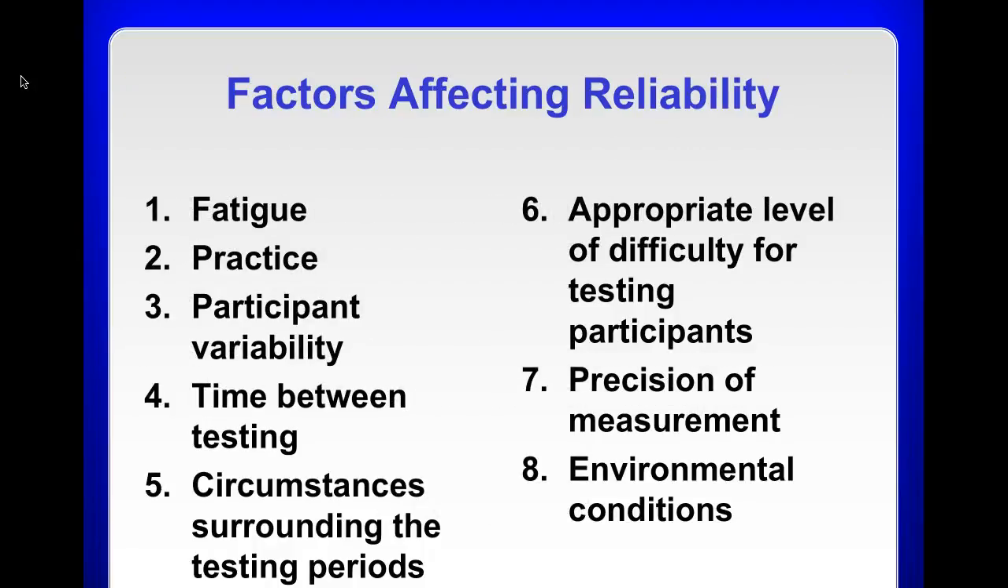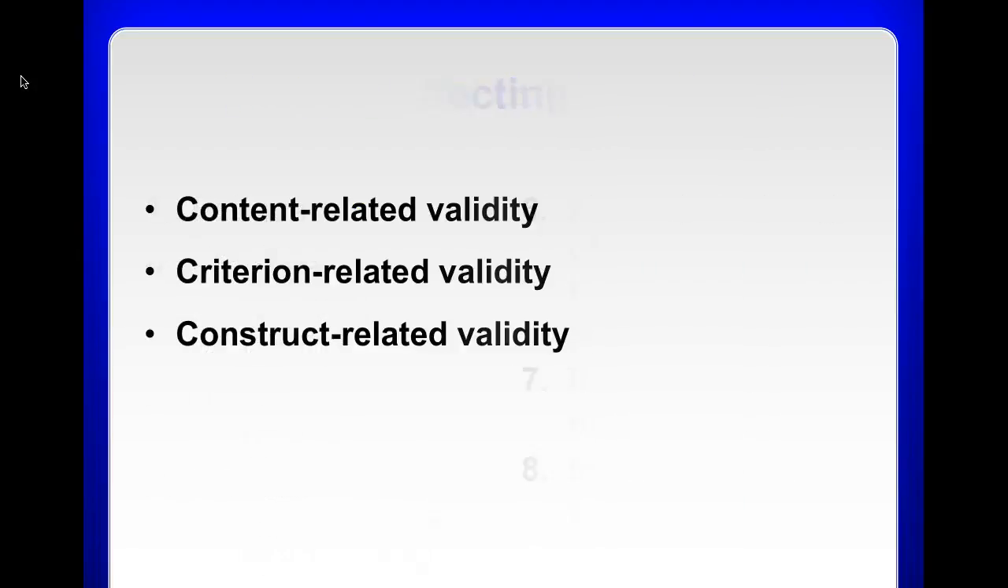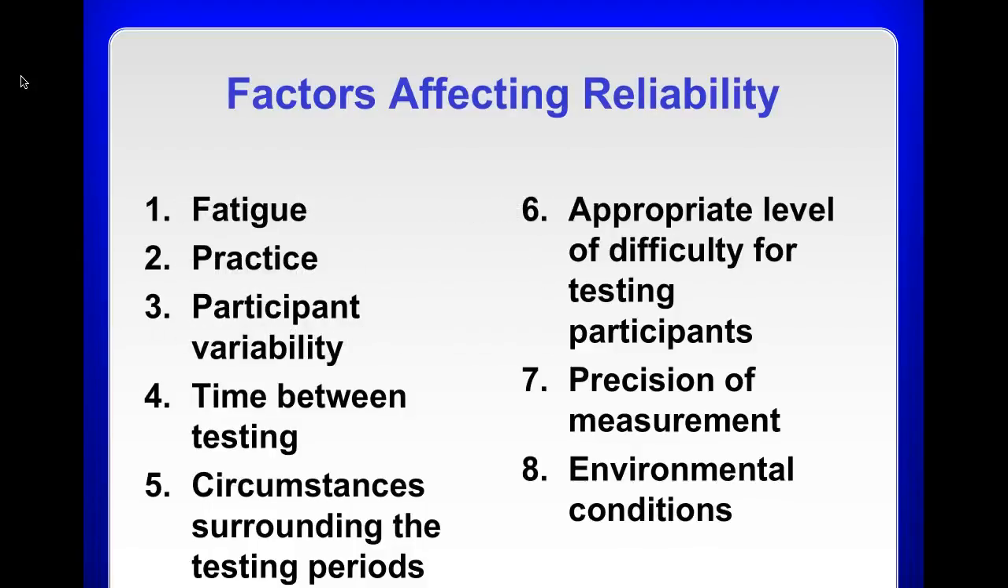Here are some factors that affect reliability: fatigue, practice, participant variability, time between testing, circumstances, appropriate level of difficulty of tests, precision of measurement, environmental conditions. So these all play a role in all of our testing. For instance, looking back, when we do all of our testing on each other, whoever has the first couple of tests is going to be more apt to have better results. If we sequence, say, a 300-yard shuttle at the end, the scores aren't going to be as good as if we did the 300 shuttle at the beginning.